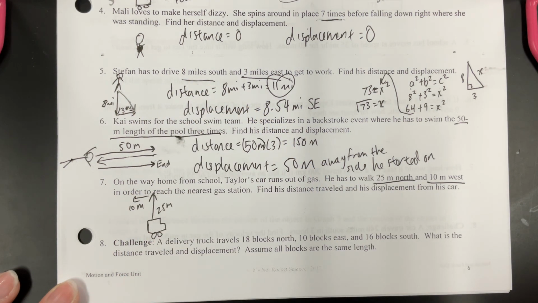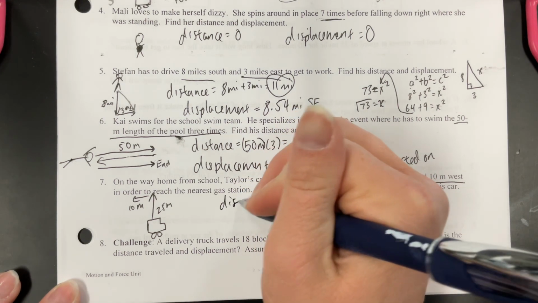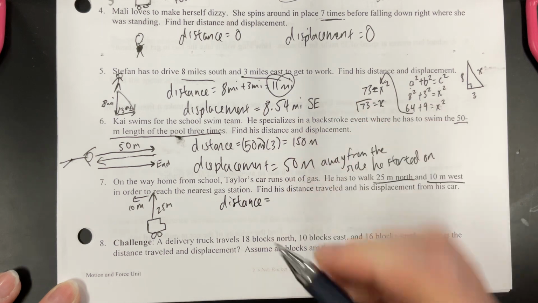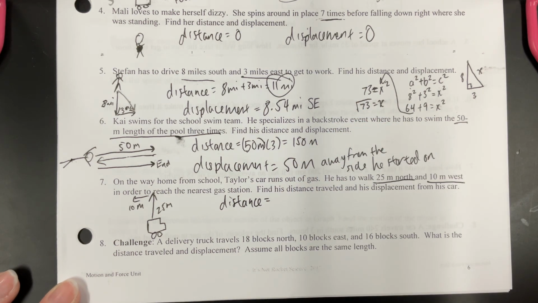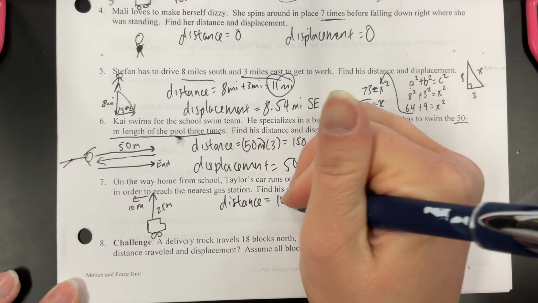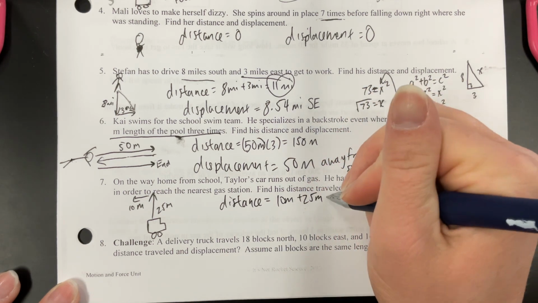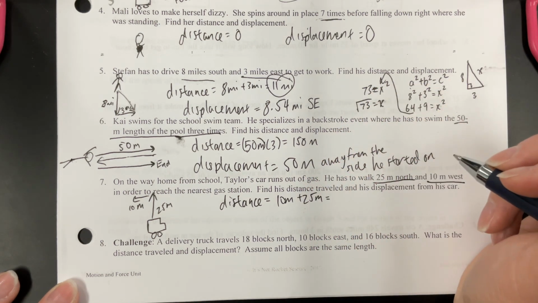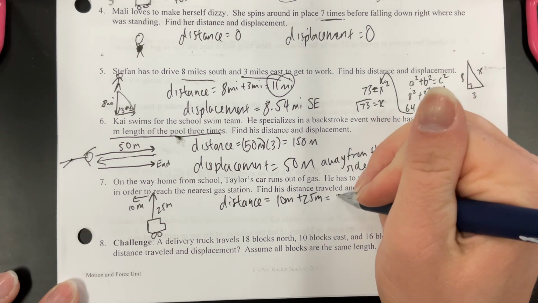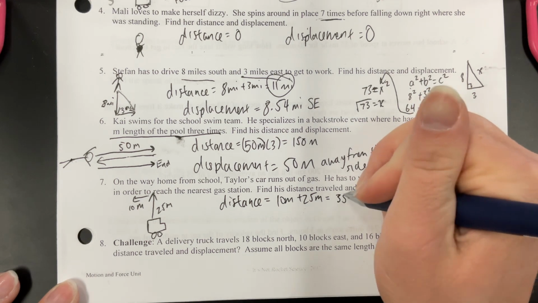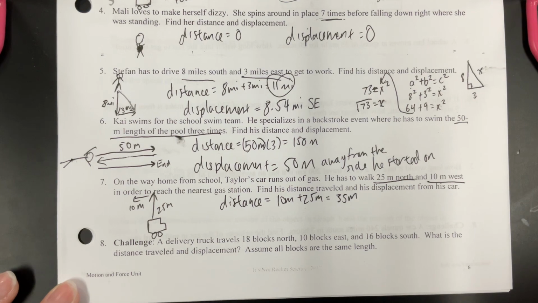And it says we want to find his distance and his displacement. So the easy one is his distance. How can we figure out his distance? Good, we do the 10 meters and the 25 meters. That's all the stuff he traveled. So that's going to be 35 meters, right? 10 plus 25 is 35.